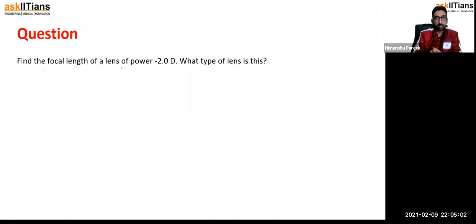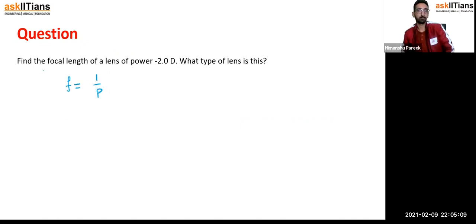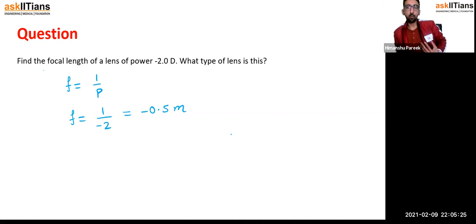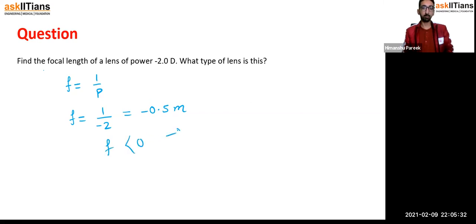Find the focal length of the lens whose power is minus 2 diopter. Very simple. Focal length is nothing but 1 upon power, because power is equal to 1 over focal length. So focal length is equal to 1 over power. So simply, guys, focal length is equal to 1 over minus 2, which would give you minus 0.5 meters. So that's the focal length. If that is the focal length, what does it mean? It's a concave lens, because the focal length is coming out to be negative, which means it's a concave lens.